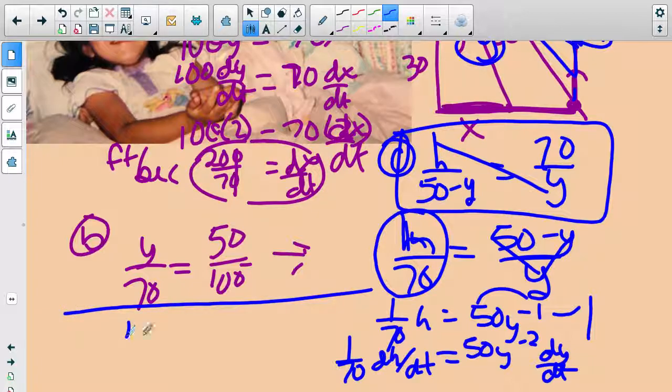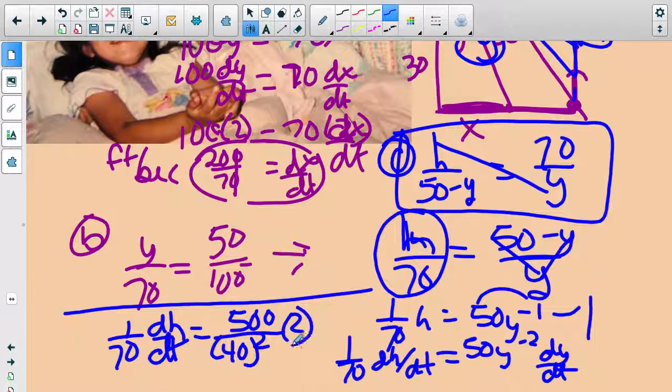So anyway, over here, that's 1 over 70 dh dt is equal to 50 over y. You gotta be sure you grab the right y. When she's 10 feet away, in my problem, the way I've labeled it, y would be 40. So you freeze frame it. So if I put in 40 squared, dy dt is 2.